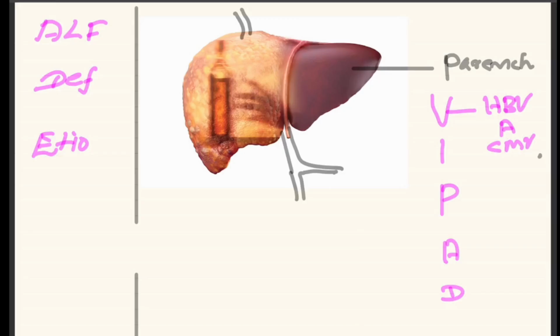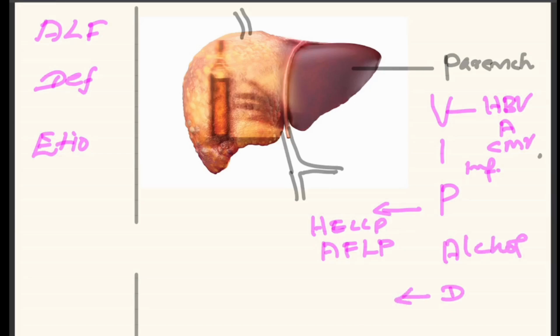I stands for infiltrations. Infiltration can be tumor infiltration like lymphoma. Then P is pregnancy related. Two important conditions: one is HELLP syndrome and acute fatty liver of pregnancy. A is for alcohol.